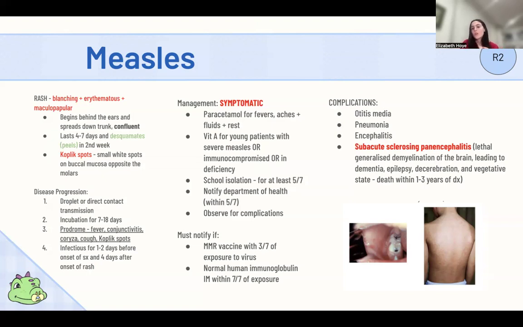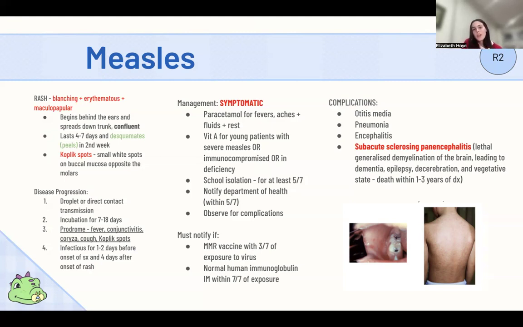It's important to note what the prodrome is for measles. It usually consists of fever, conjunctivitis, coryza, cough, and also Koplik spots, which you can see in the image on the left. They're those small white spots on the buccal mucosa opposite where the molars are.